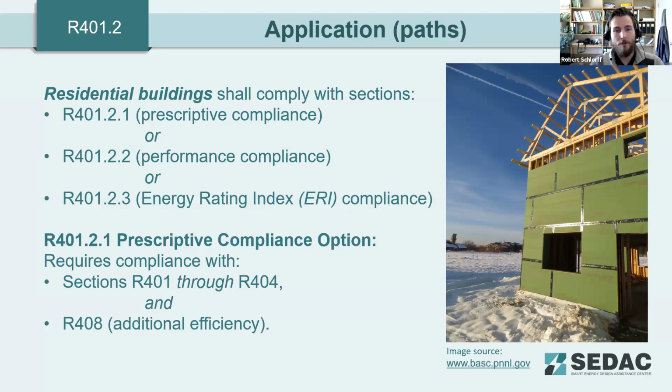If you do choose to go through the prescriptive compliance option, that will require compliance with sections R401 through R404. So that would be most of the front sections of Chapter 4 there, as well as R408, which would be the additional efficiency requirements, which I will touch on next. So just remember, you have prescriptive, performance, and ERI pathways. If you go prescriptive, you're going to have to comply with R401 through R404, as well as the additional efficiency measures.